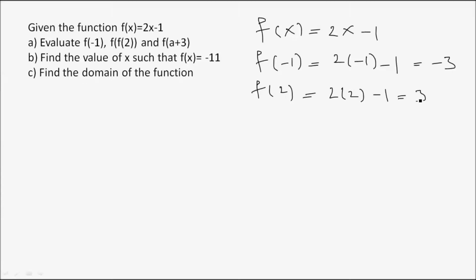Part A also asks for f of f of 2. But we already know what f of 2 is. We calculated f of 2, and f of 2 is 3. So this is the same as f of 3. F of 3 is 2 times 3 minus 1. You just need to replace x with 3. That gives you 6 minus 1, or 5.